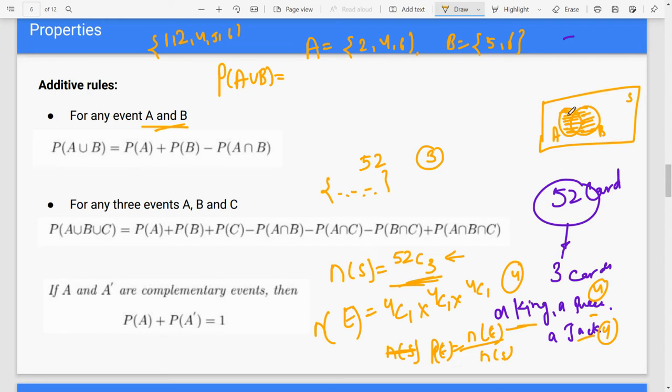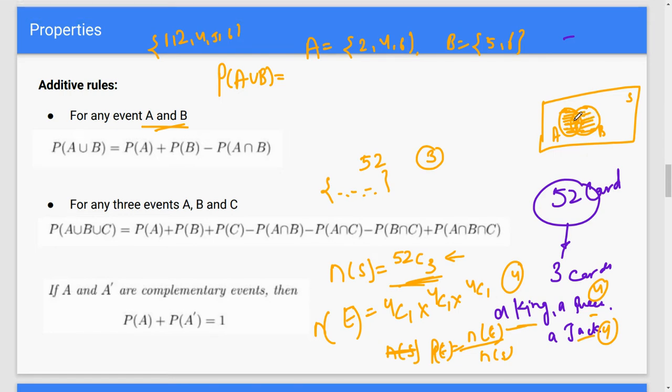So we are talking about the elements that are in A and not in B, and also the elements that are in B but not in A, and also this particular common element. Okay, so this particular thing, A union B, the probability is given by probability of A plus probability of B minus probability of A intersection B.